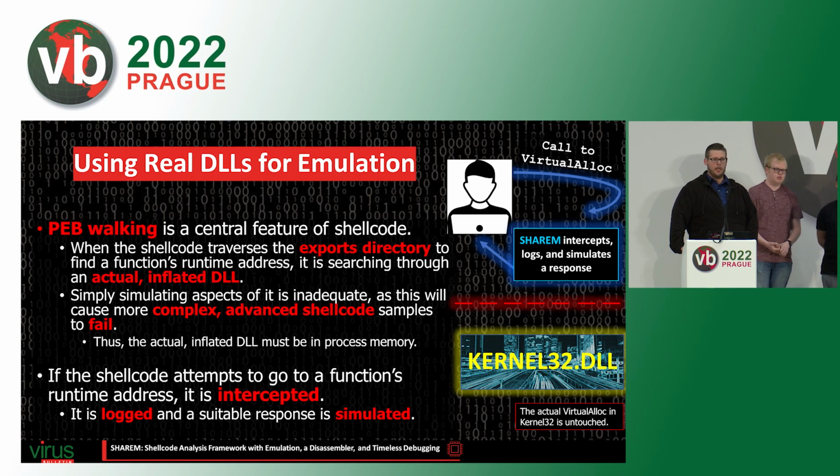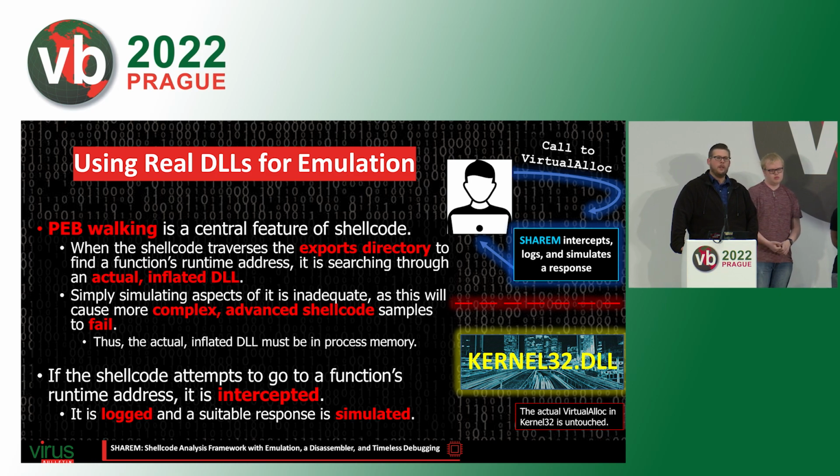Certainly, we could simulate a lot of these values without having the actual DLLs, and that would probably work for a majority of shellcode samples. But unfortunately, not for all of them. So by having the actual DLLs in there, we can allow for the sometimes bizarre, unpredictable behavior that some shellcode will do to function and to avoid it from failing.